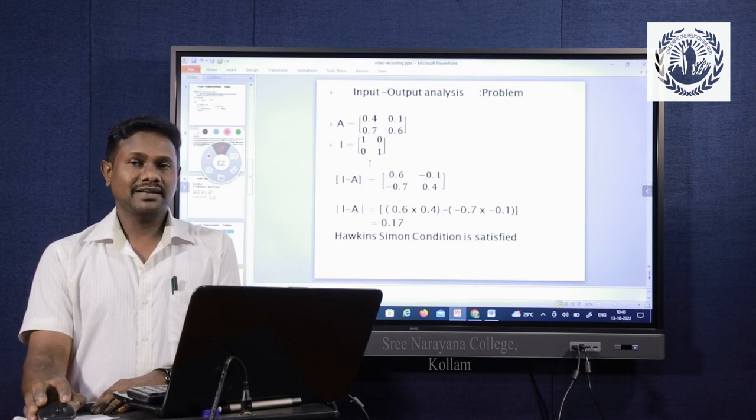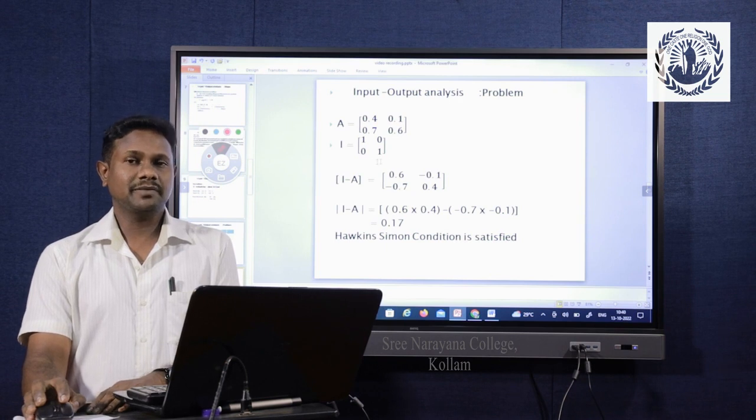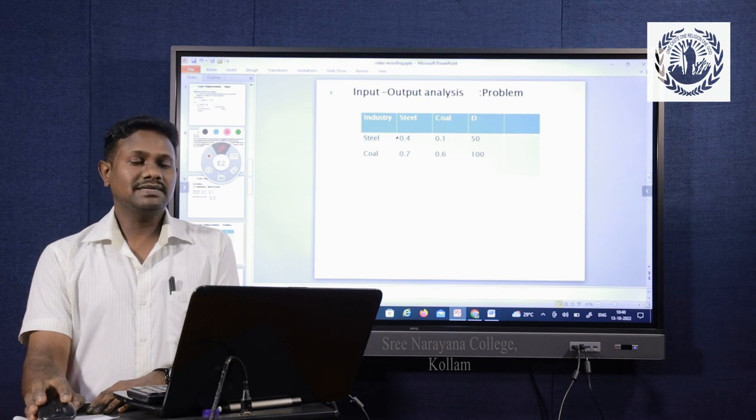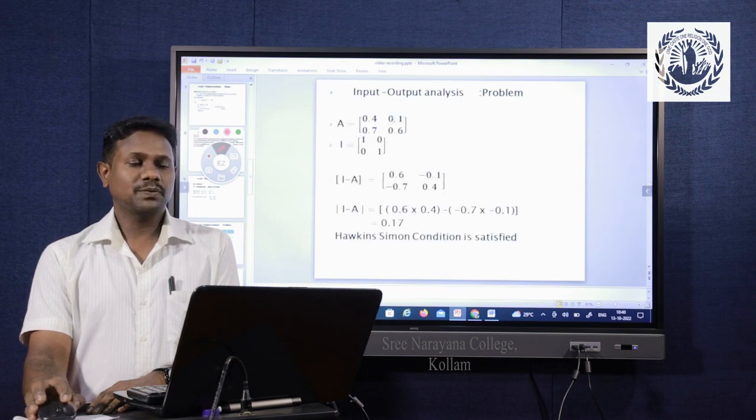First you identify the Leontief matrix. The primary step is to identify the matrix from the input-output table. I already told you these are technical coefficients. This is converted into the matrix A, that is 0.4, 0.1, 0.7 and 0.6. The next step is that you should construct the corresponding identity matrix. We know that in the identity matrix, all the leading diagonal entries are 1 and the entries above and below are 0. This is a 2-order matrix, 2 rows, 2 columns.